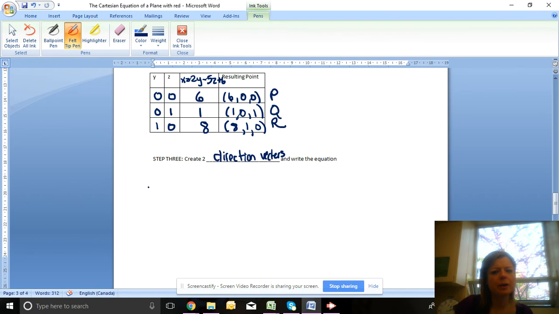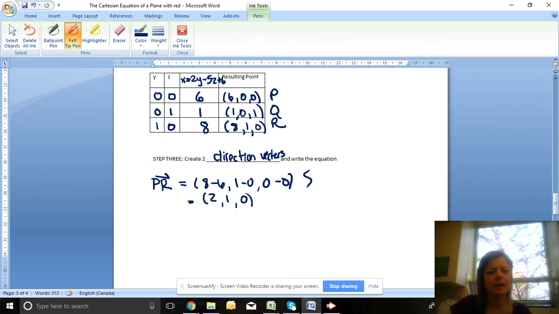The first one, I'm going to do PR. If you do PR, you get 8 minus 6, 1 minus 0, and 0 minus 0. So you get 2, 1, 0. And then I'm going to do QR as my second direction vector. And you get 7, 1, negative 1.